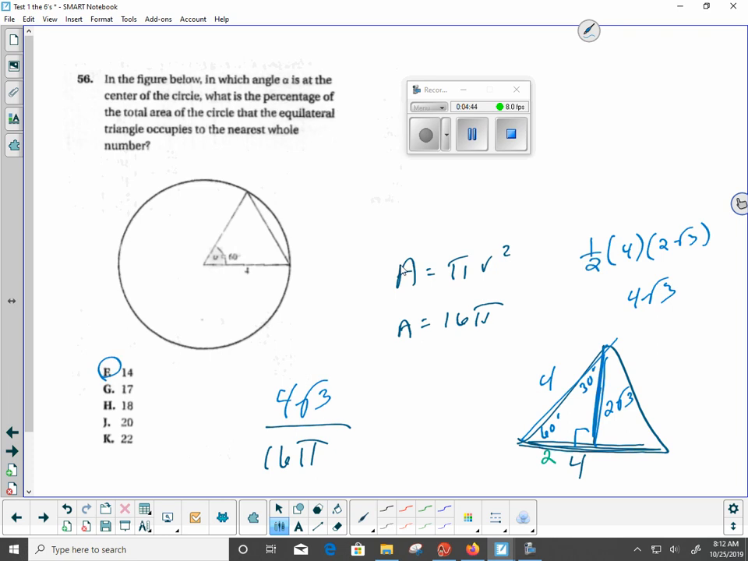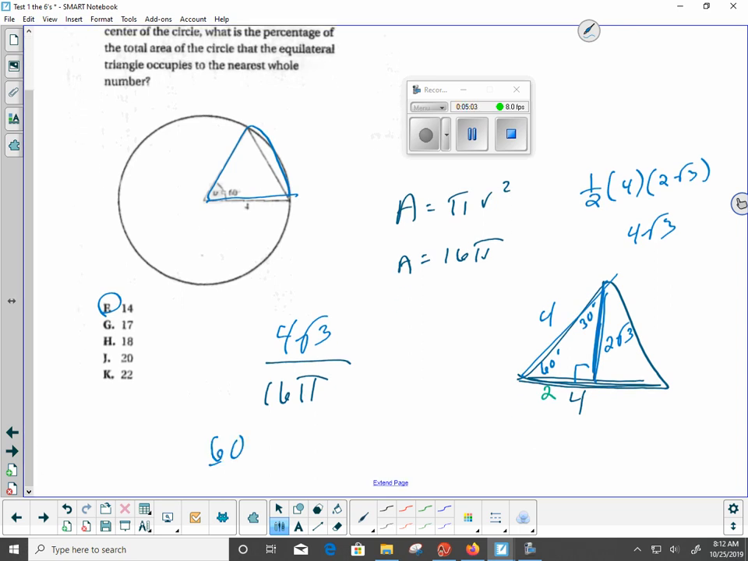But let's say I'm running out of time, like some people are running out of time, and I can't do all that math. If I just had the sector, in other words, if I had this chunk of the pie, what fractional part of the circle would that be? Well, that would be 60 out of 360, which would be 1/6, which is approximately 16.6%, which would be about 17%. But I know that it's going to be less than that because I'm missing that chunk. So my best guess would have been that 14%. And that's the way I would have done it if I was running out of time.